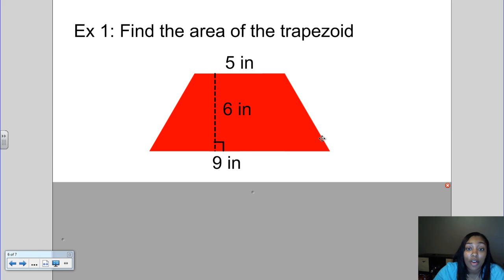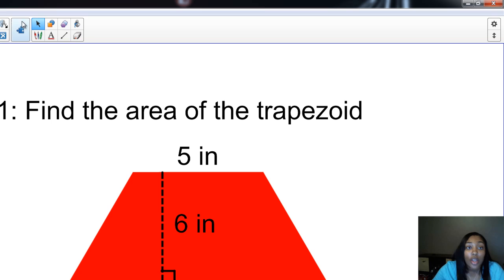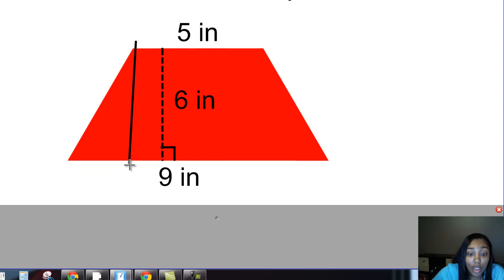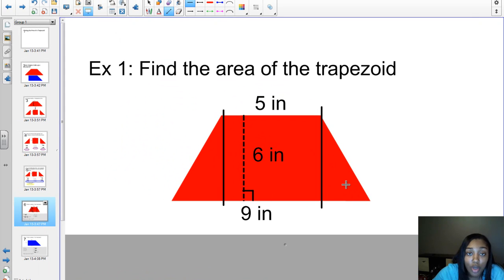So let's find the area of this trapezoid. Now to find the area of this trapezoid, I have to break it into parts, or I have to break it into pieces. So let's break it up. If I break it into pieces, that means I can pretty much break it into one triangle here, a rectangle here in the middle, and then a triangle here on the end.